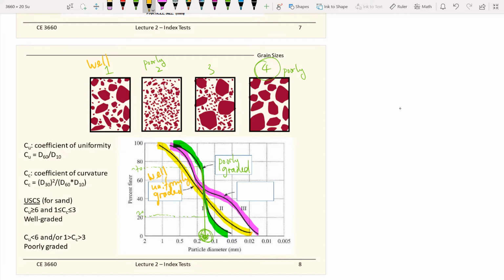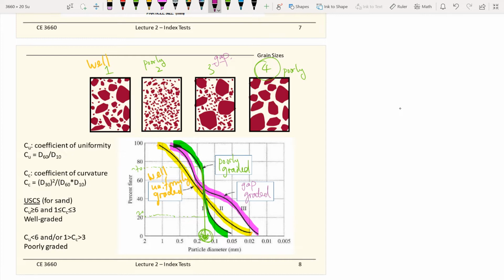Last but not least, our final curve, number three here. What is special on curve number three is that you have two domains right there, and we call this gap graded. So for visualization of samples, maybe this one is a gap graded soil. You have two dominant sides there, and there's a gap between the two sides.